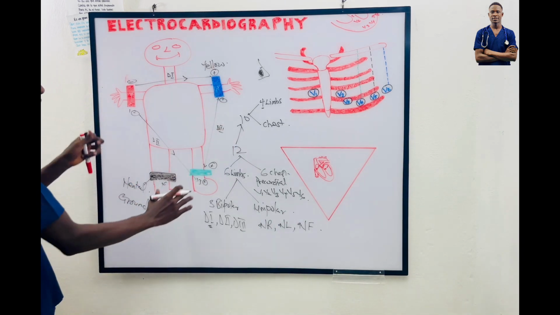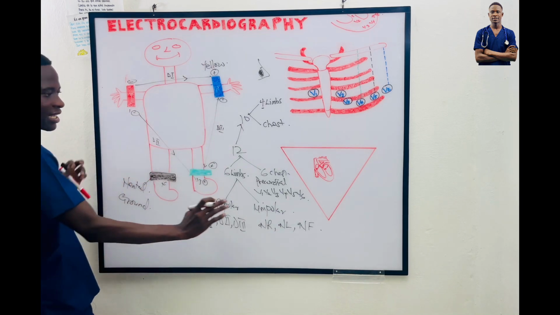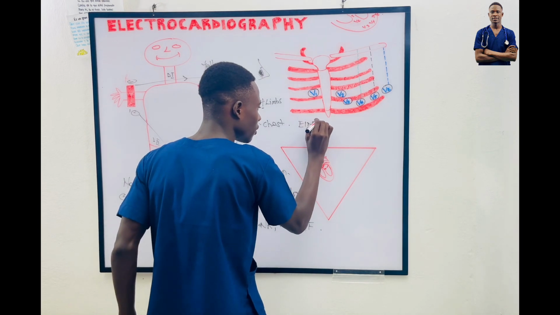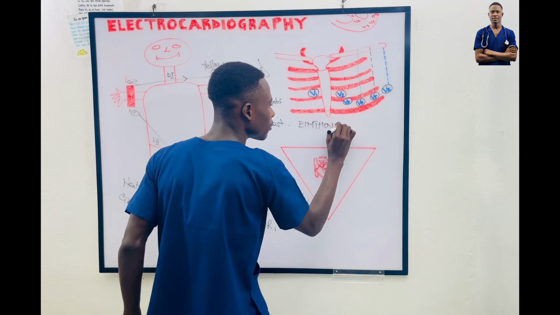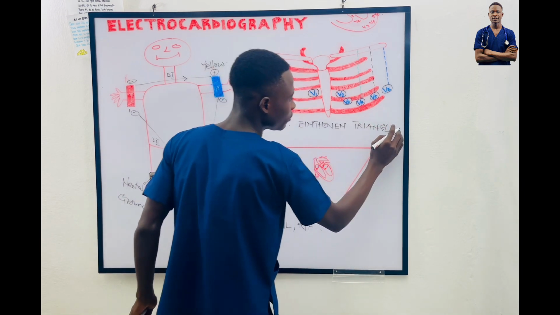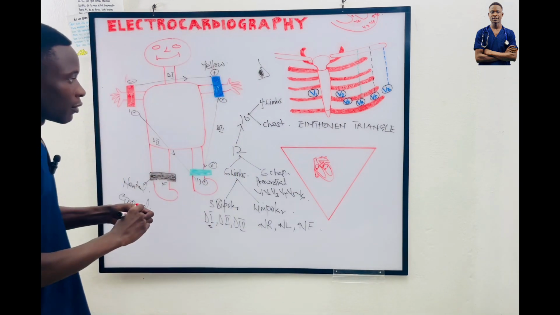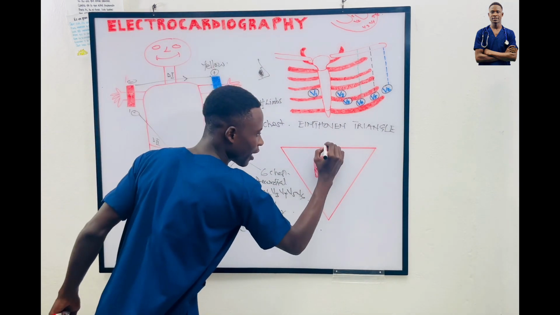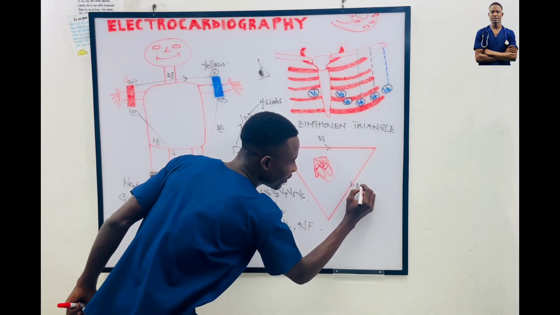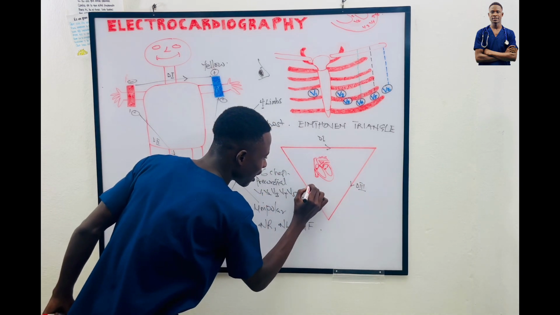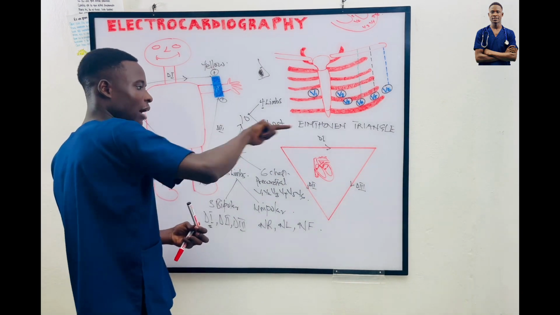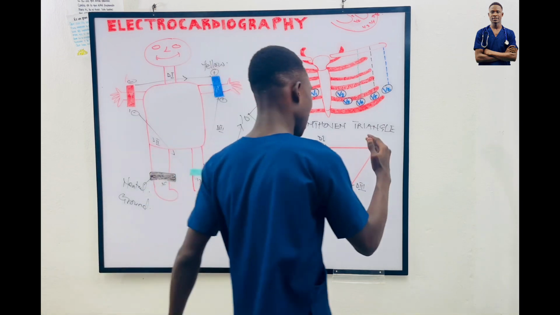So we can see actually when you take this, it forms a certain triangle, and this is what we call the Enthoven triangle. Now, in this Enthoven triangle, we have our D1 here, we have our D3, we have our D2. Do you understand?